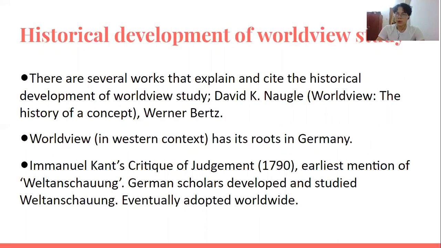Worldview in a modern Western context has its roots in 18th century Germany. It was first introduced as Weltanschauung, which a direct translation would be wide world perception or wide world view. And it was first mentioned in Immanuel Kant's Critique of Judgment. German scholars would continue to develop and study Weltanschauung, and over the course of 70 years, this term would begin to be used worldwide and be adopted in many different languages, including English.